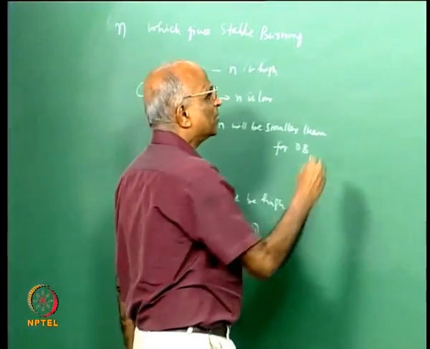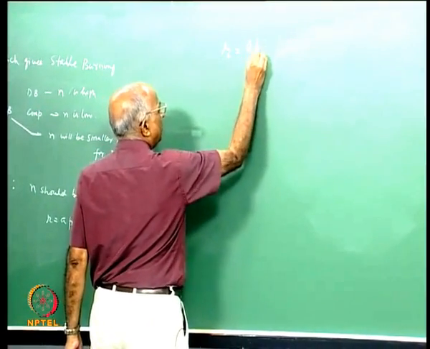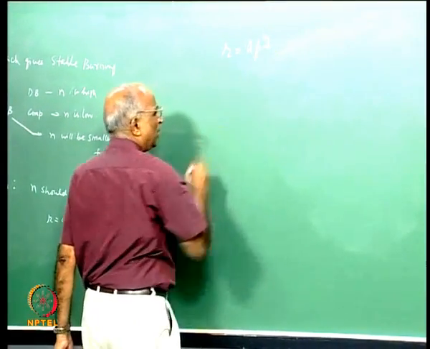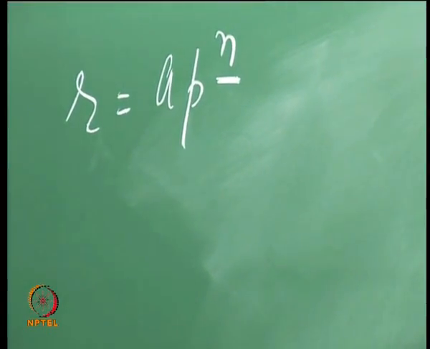I would now like to ask myself, as I was telling you, if I have r = aP^n, can I formulate a law which says n should be small, n should be greater, what should be the value of n which I want?